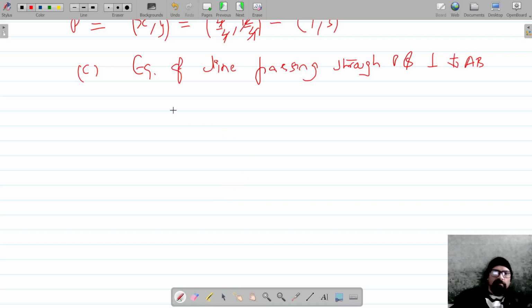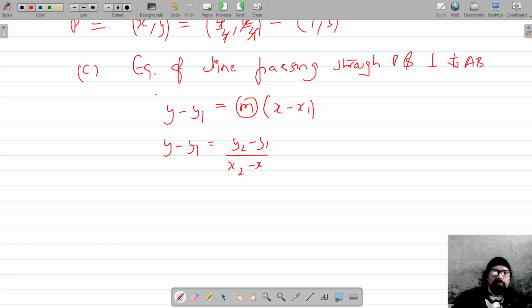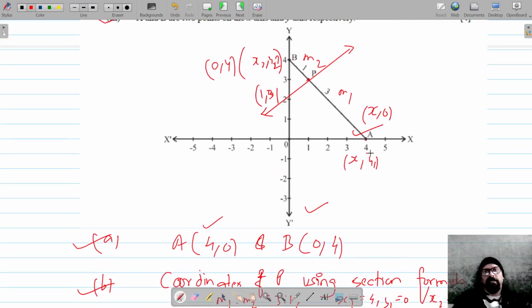Okay, so now the equation of a line passing through a point is given by the formula y minus y1 is equal to m into x minus x1, where m is the slope of the line. And how do you get the slope of the line? The slope is given by y2 minus y1 upon x2 minus x1. So let's put in the values here. x1 is equal to 4 and x2 is equal to 0. We have to find the equation of line AB.